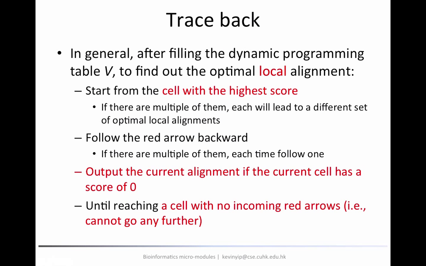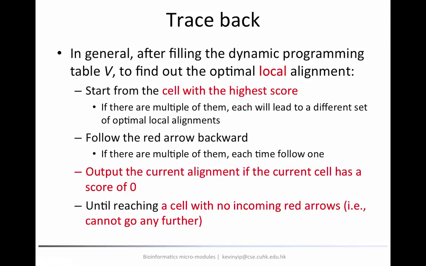Now it is time for us to study the traceback mechanism. Again, we have highlighted the differences between the local case and the global case using the red color. The first difference is that we want to start with the cell with the highest score. Sometimes there are multiple of them. Then we're going to start from each of them one by one.